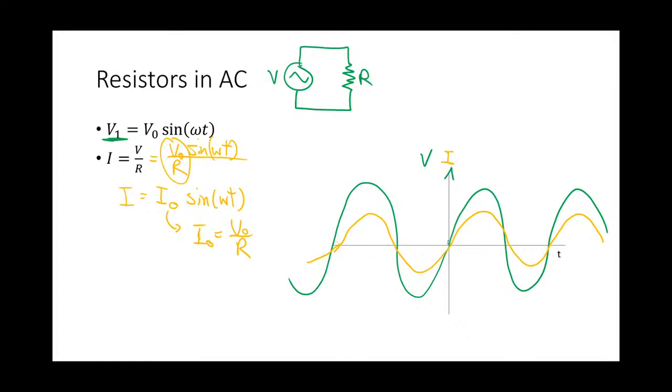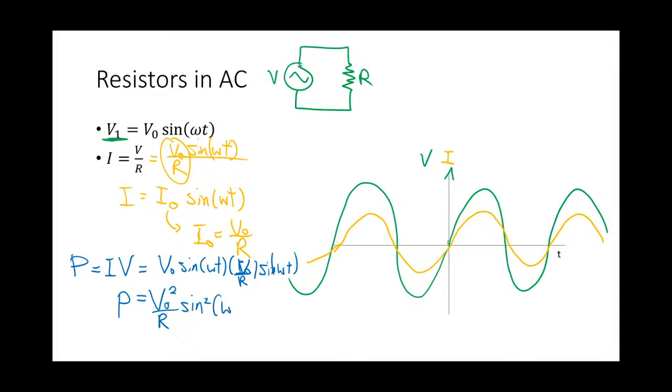What is the next thing to consider in terms of a circuit? It is the power that gets used. So power is equal to I times V, which in this case will give you V0 sine omega t times V0 over R sine omega t. So the power still has a very similar form to when we had direct current. Power is equal to V squared over R, but it's got tacked onto it this sine squared omega t.